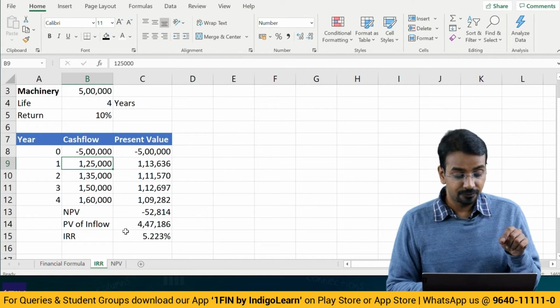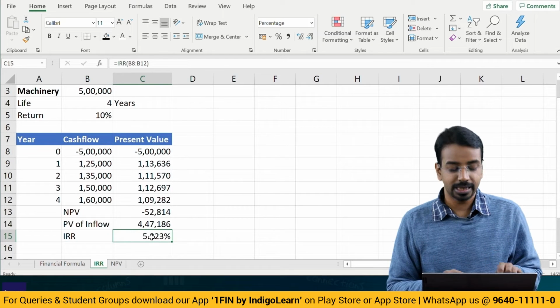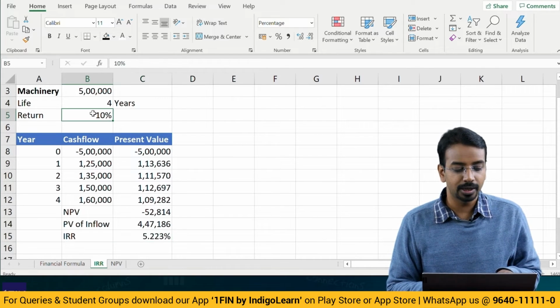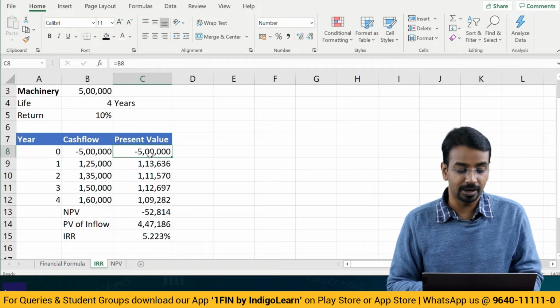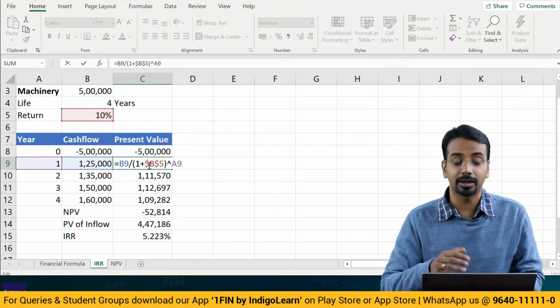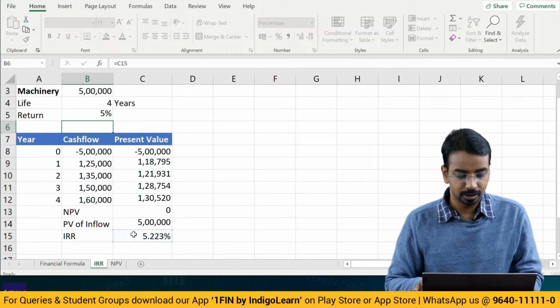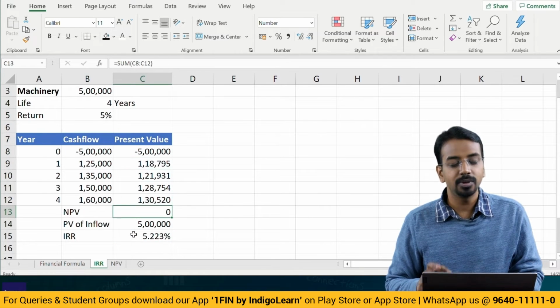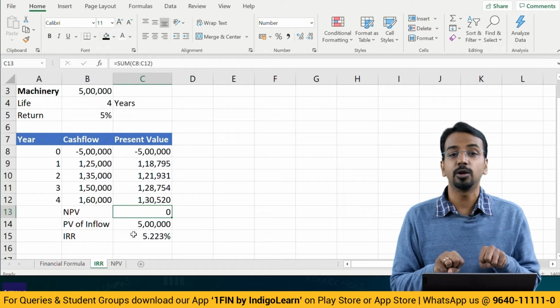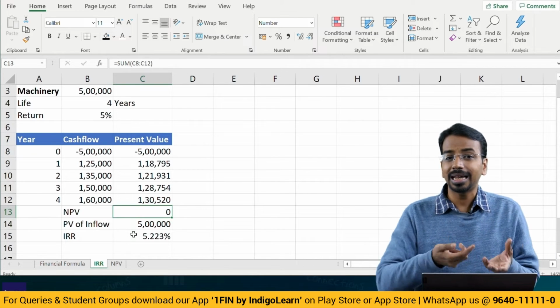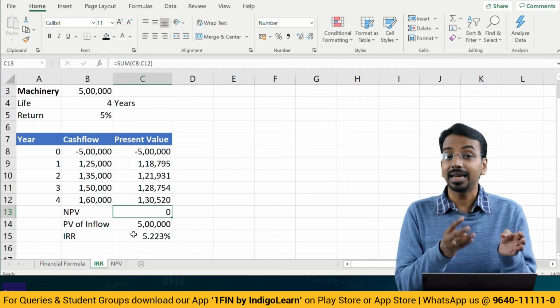Now if I copy this IRR and link it back to my return, because my present value is linked back to the return, to compute the present value, if I change this to the IRR, you will see that the net present value has become 0. Now does it mean that I have not gained anything? It doesn't mean that I have not gained anything.